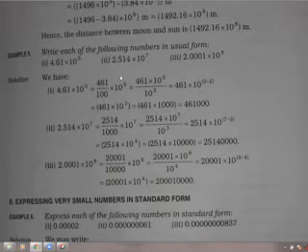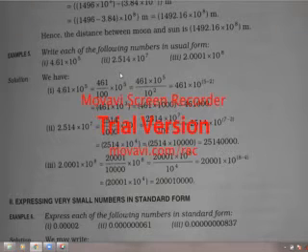In the same way, if you see question number 2 of example 5, it has been written 2.514 into 10 to the power 7.